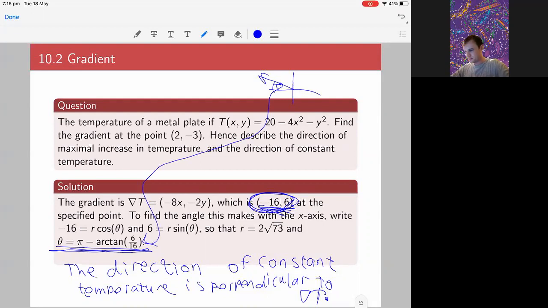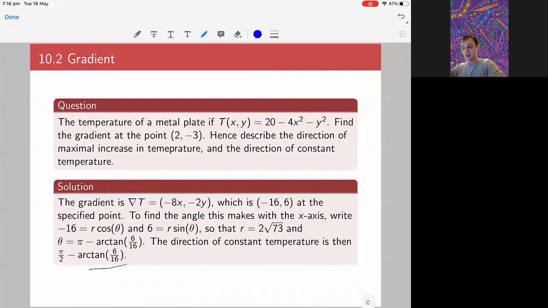But this is actually helping us to work out the direction of constant temperature, because if we know what the angle of biggest increase of temperature is, we can just add pi on 2 to that to give us the direction of constant temperature. Well, in this case, we subtract pi on 2, but of course it's equivalent. Pi on 2 minus arctan 6 on 16 is the direction of constant temperature. Because if you take a vector and add pi on 2 to the angle, what you end up with is something which is perpendicular to the original angle you were dealing with.